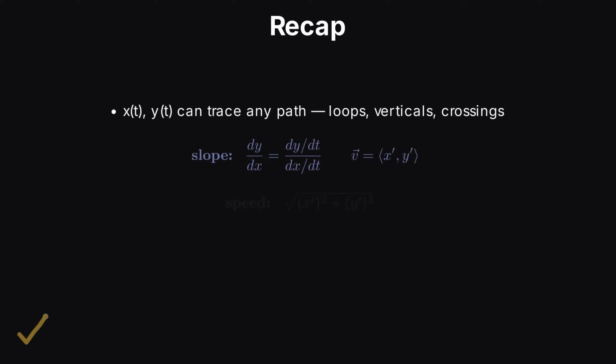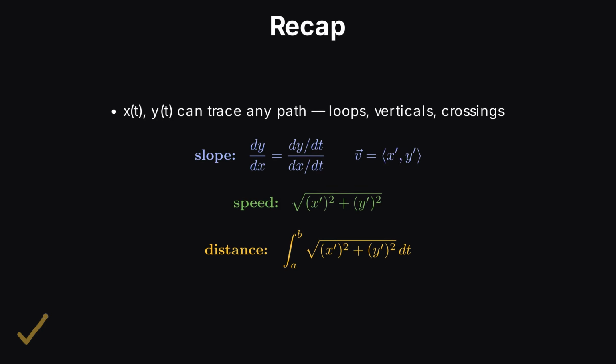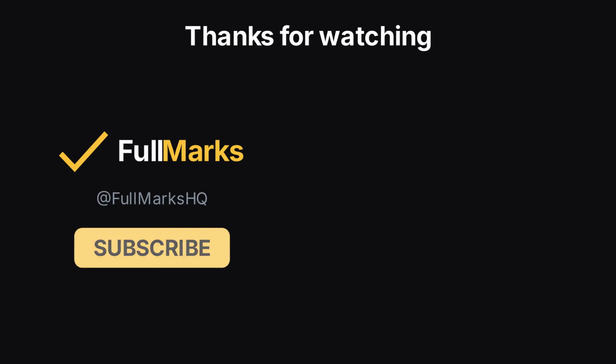Recap: parametric equations let x of t and y of t trace any path. The slope is dy/dt over dx/dt. The velocity vector is (x prime, y prime), tangent to the path, pointing the way you move. Speed is its length, the square root of x prime squared plus y prime squared. And total distance is the integral of that speed over time. We can now describe any motion in the plane.